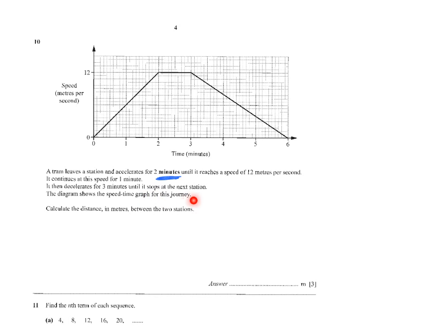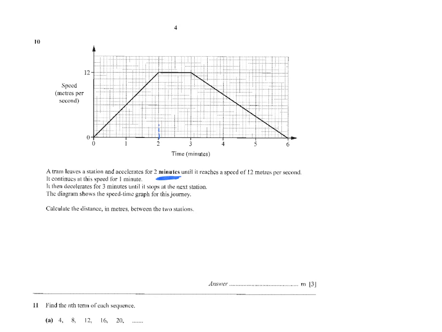Okay, the diagram shows the speed time graph for this journey. So please take your time interpreting the graph. Read the question carefully, connect it back to your graph, what's going on, because now we have a very clear picture of what is going on, and that is going to help us to answer the question correctly. Calculate the distance in meters between the two stations, between station A, where he starts the journey, and station B, when he gets there. And you have learned to find the distance when you are given a speed time graph, and then you have to calculate the area underneath the graph. Now, there's several ways of doing that.